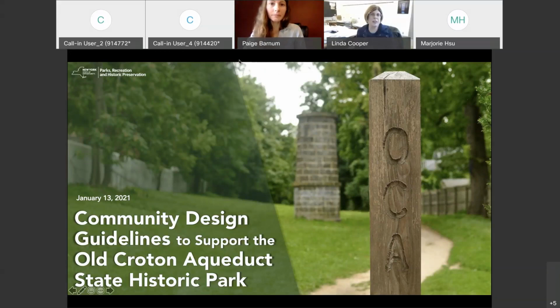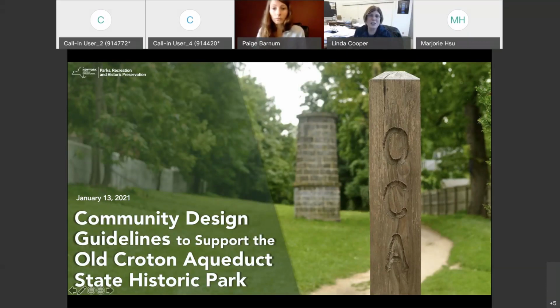So as I started to say, I'm Linda Cooper. I oversee the Taconic region for State Parks, historic preservation and recreation, and obviously the Old Croton Aqueduct State Historic Park is part of our region, which is Westchester, Putnam, Dutchess, and Columbia counties. I live in Westchester, and some of you I have worked with in other capacities when I was the village manager in Ossining and the town supervisor in Yorktown, and a member of the Westchester Municipal Planning Federation, as I have an AICP along with Paige Barnum, our parks planner.